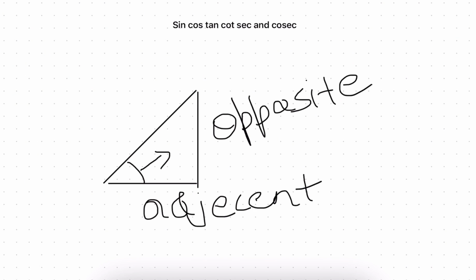means the base, and this is the longest side. This is going to be our hypotenuse. So you can just remember it like this: hippo is big, and hypotenuse is the biggest side of the triangle. So here we go.